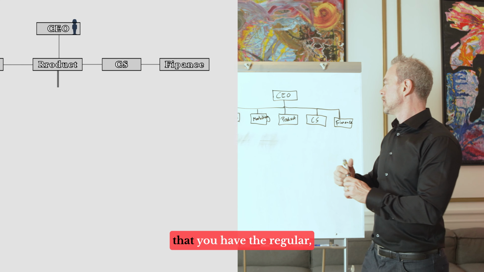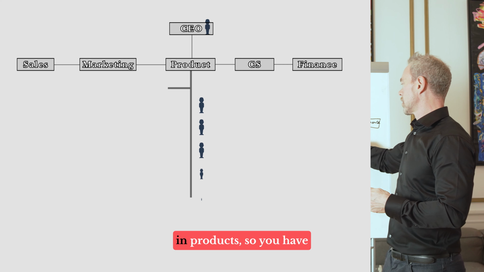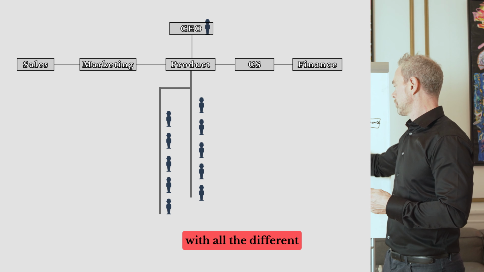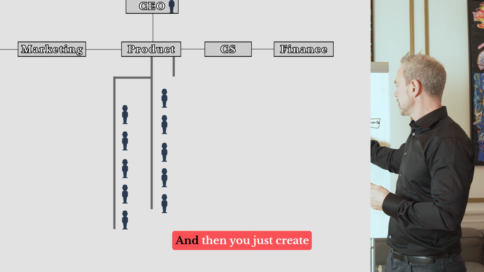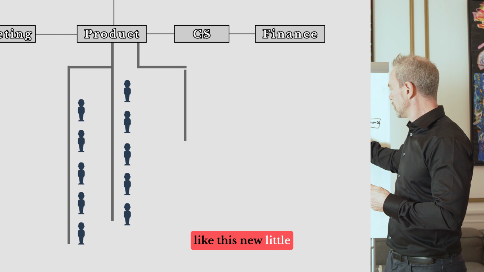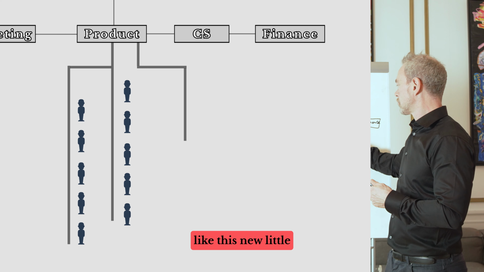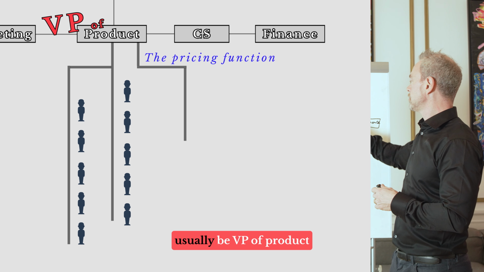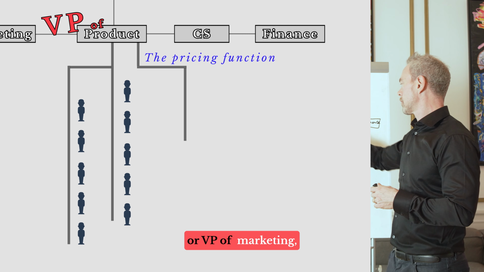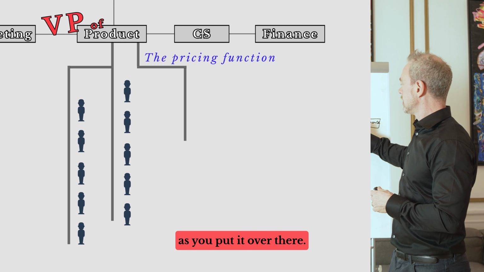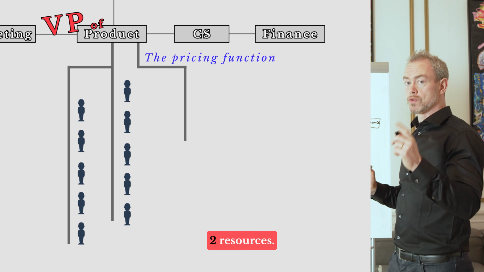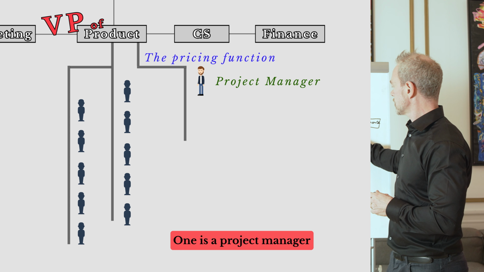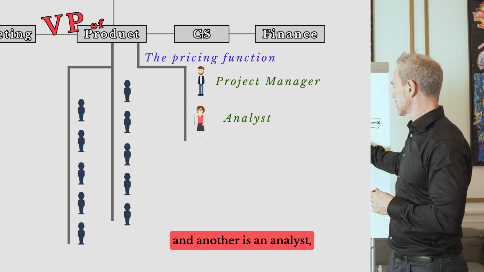But the idea would be that, let's say we place it in product, you have the regular org chart with all the different people that are in there, and then you just create this new little branch of the product team, which is the pricing function. It will usually be the VP of product or VP of marketing if you put it over there, and then you assign them 2 resources. One is a project manager and another is an analyst.